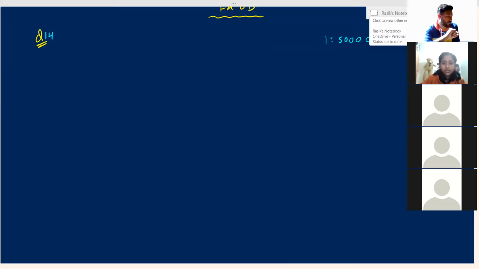Similarly, now you have to find out, if two cities in the map are 4 centimeters apart, the distance is 4 centimeters in the map. So in actual, what will be the distance between the two cities? The ratio will remain the same. That means the four numbers will be in proportion.